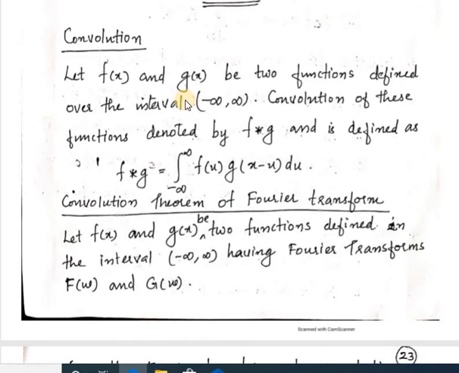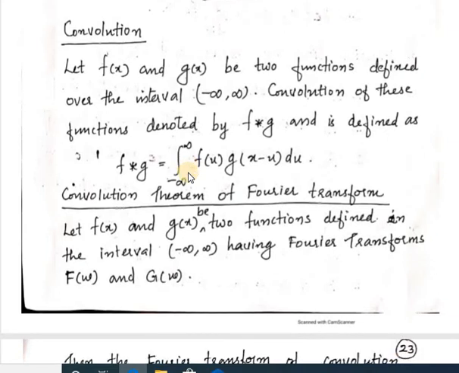same as in Laplace transform, that is f star g, and is defined as f star g equal to the integral from minus infinity to plus infinity. First replace the x term by u, then in the second function replace x by x minus u, du. So its definition is f star g equal to the integral from minus infinity to infinity of f of u g of x minus u du.